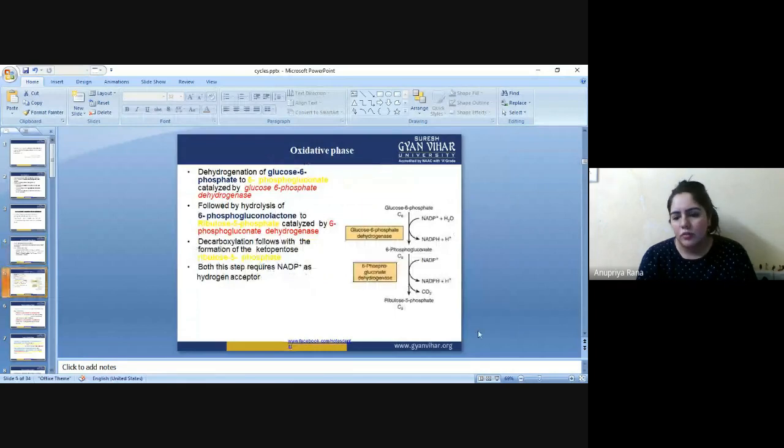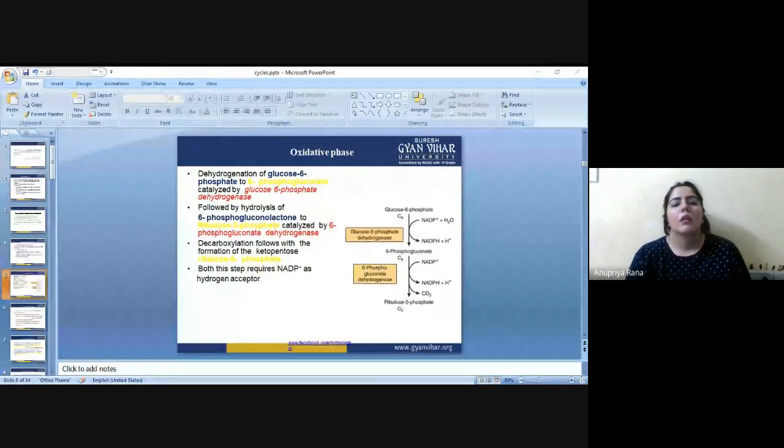Now we will see the first, oxidative phase. In the oxidative first phase, you can see there are just two major reactions. First, the thing we start with is glucose 6 phosphate. Glucose has 6 carbons, so that's why this is the glucose 6 phosphate molecule. What we need here is NADP, and the process that happens here is basically dehydrogenation of glucose 6 phosphate.